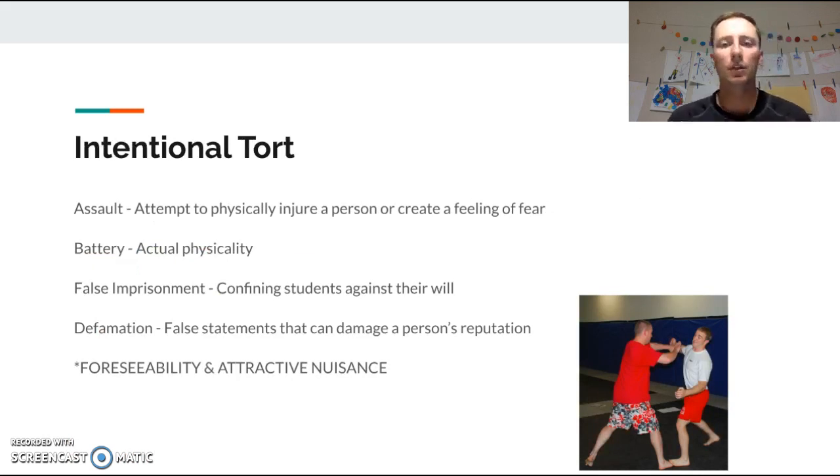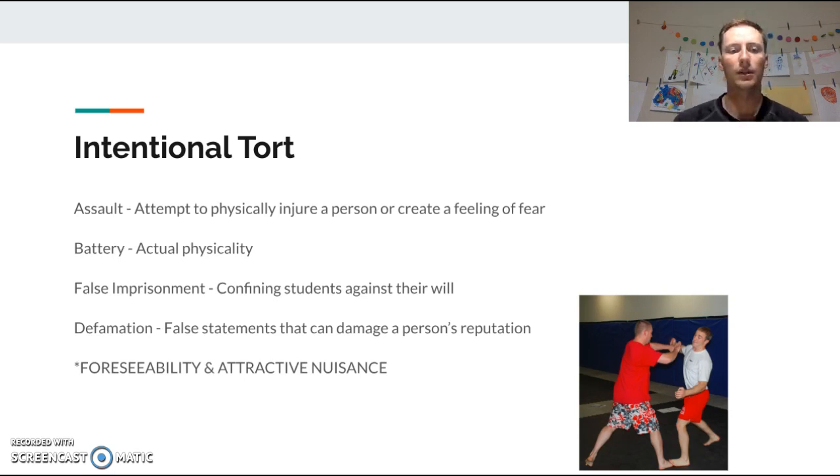Intentional tort includes these four things. It can be assault, which is an attempt to physically injure a person, or it can be a situation where you're creating a feeling of fear or potential harm. Battery is actual physicality, where you're actually harming someone physically. False imprisonment discusses confining students against their will. It could be instances where you're tying kids to chairs, confining them into tight spaces if they're claustrophobic, things like that. And then defamation is false statements that can damage a person's reputation or image.